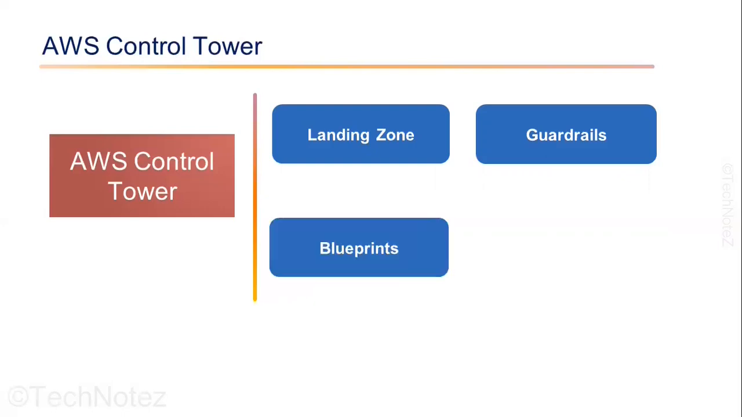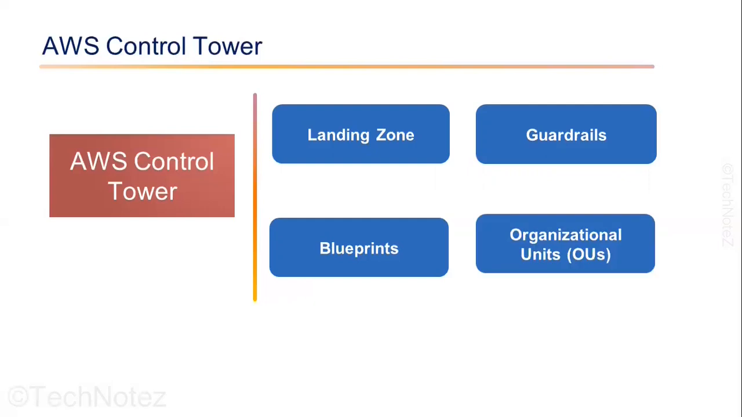Blueprints. These are reusable templates for provisioning and configuring resources in the AWS environment. Blueprints can be created and shared within an organization, providing a consistent and repeatable way to deploy workloads. Organizational units. These are logical groupings of AWS accounts within the landing zone. They can be used to apply policies and settings to specific groups of accounts.